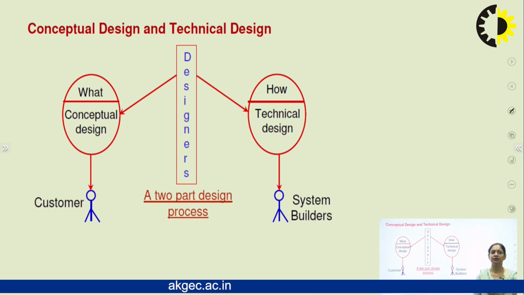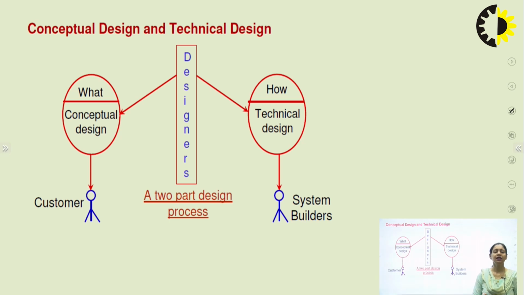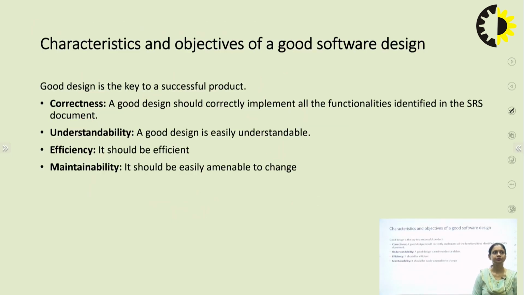Because the customer is a layman, he doesn't know much about the technicality of the software. So they just tell how the software looks like or what are the requirements in the requirement phase. So the conceptual design is for the customer so that he understands what all things will be provided to him. But the later part, the technical part, is with the development team, where they design it technically so that it is helpful later in the coding of the software.